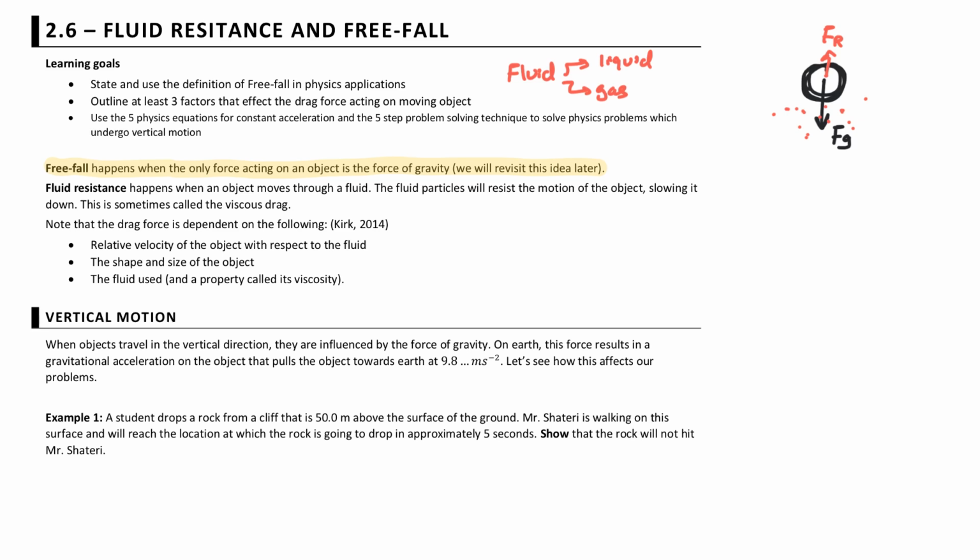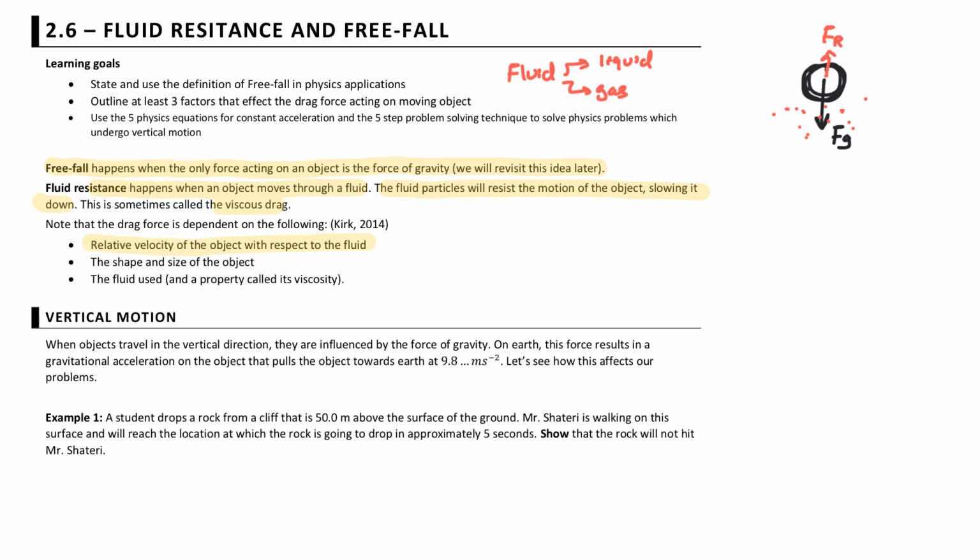But there's a few factors that affect the fluid resistance. So first of all, in terms of definition, fluid resistance happens when an object moves through a fluid. The fluid particles will resist the motion, slowing it down. This is also sometimes called the viscous drag. Now, the drag force is dependent on the following. One is the relative velocity of the object with respect to the fluid.